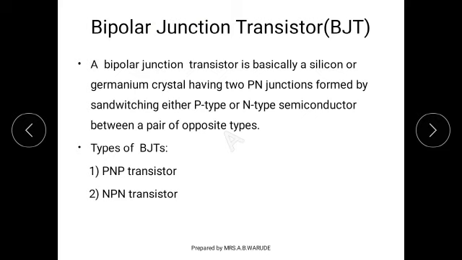This bipolar junction transistor is divided into two types. It is basically a silicon or germanium crystal having two PN junctions formed by sandwiching either p-type or n-type semiconductor between a pair of opposite types. Depending on this, there are two types of BJTs. First is PNP transistor and second is NPN transistor.